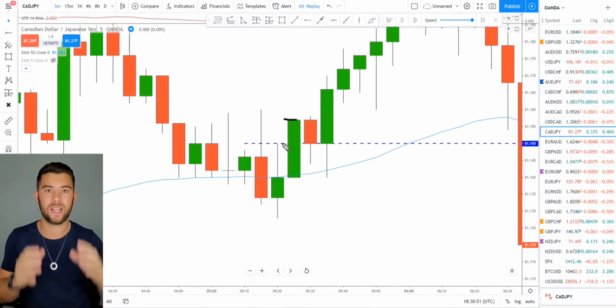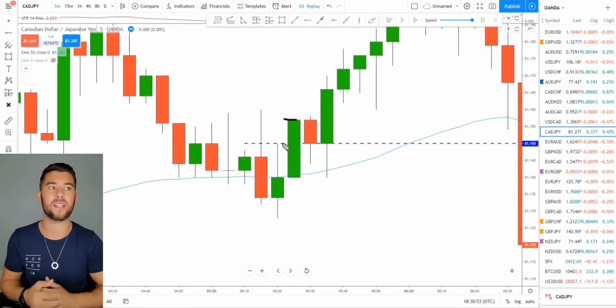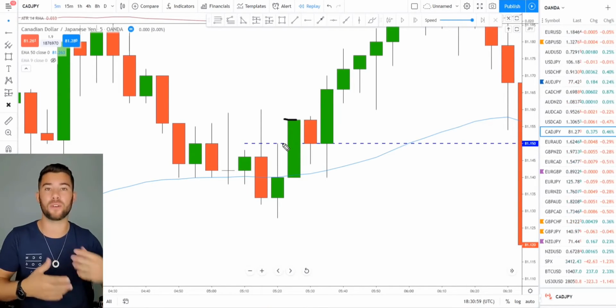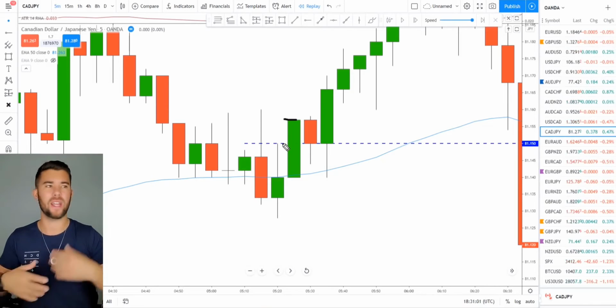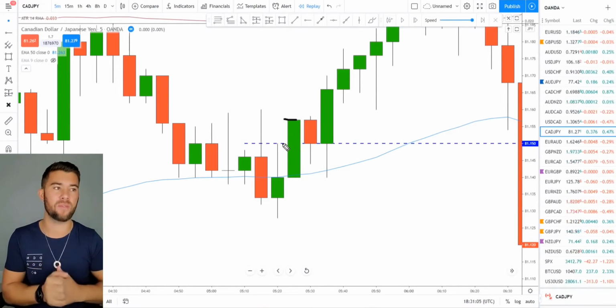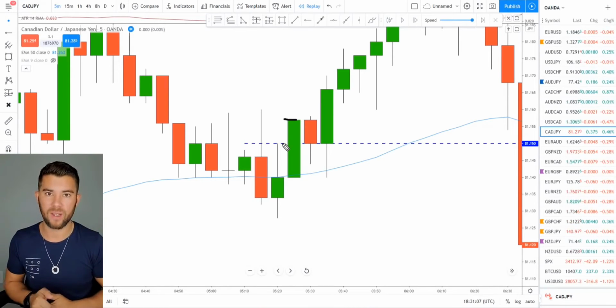And I know it sounds extremely simple, but you would be very surprised at how accurate these patterns work when traded correctly with the other factors involved, like trend, structure, indicators, whatever it is that you add into it. We're going to be combining all of those a little bit later on in the video. I'm going to show you one more example of the CAH.